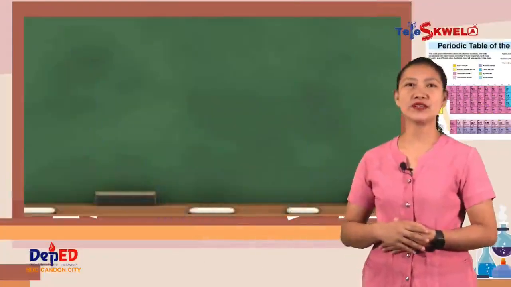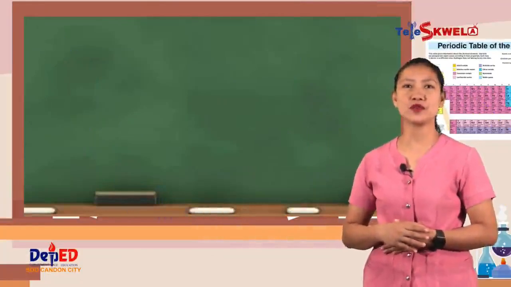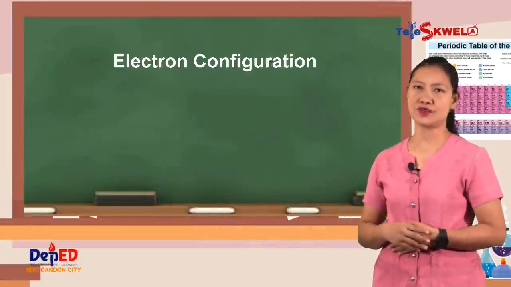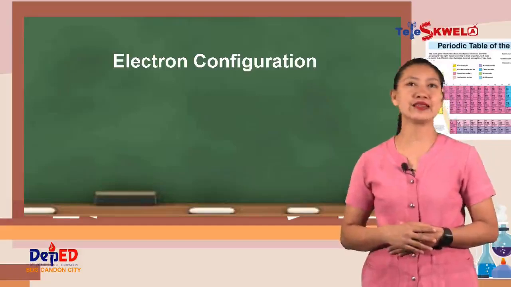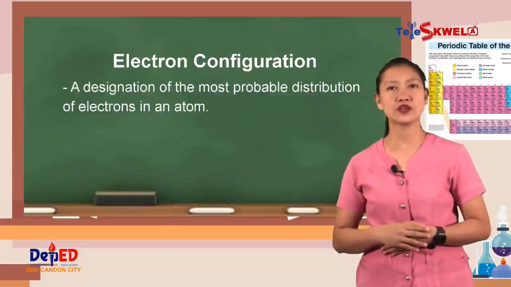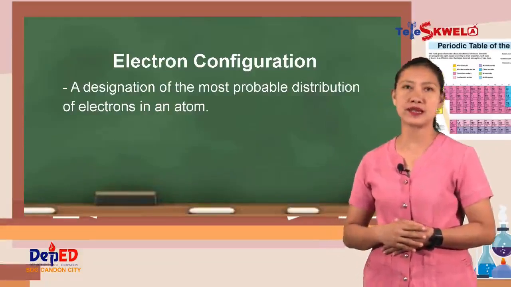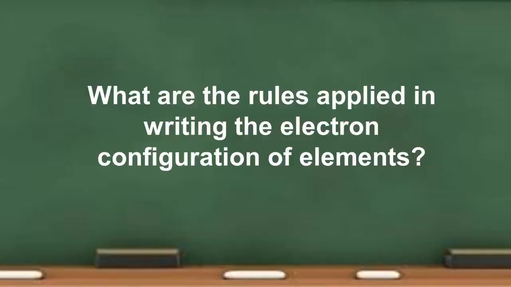Before we discuss the modern description of the atom, let us first have a quick review of the electron configuration of elements. In Grade 8, you've learned that electron configuration is a designation of the most probable distribution of electrons in an atom. What are the rules applied in writing the electron configuration of elements?